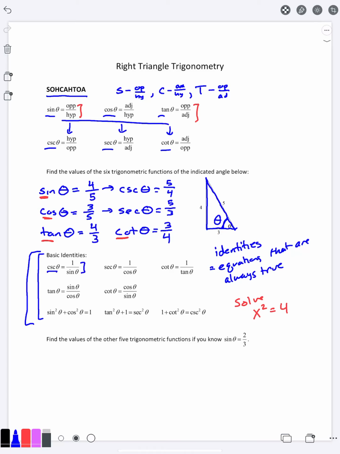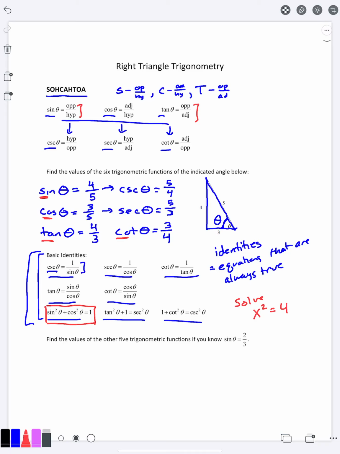Next, we have the three reciprocal identities here. Then we have what are called quotient identities, because you're dividing things. Tangent is the same as sine divided by cosine, and cotangent is the same as cosine divided by sine. And then the last identities, for now at least, there will be more in the future, are what are called the Pythagorean identities. The one that you really need to know is sine squared plus cosine squared of the same angle always gives you 1.